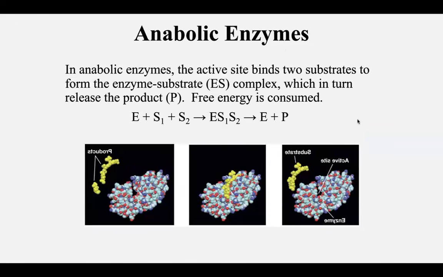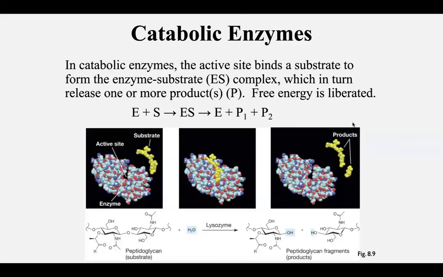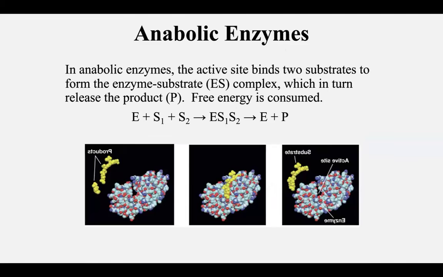In an anabolic enzyme, you're binding to multiple substrates to form the enzyme-substrate complex, and you only release one product. And in this case, free energy is consumed. In catabolic enzymes, free energy is released, or you're releasing multiple products. But in anabolic enzymes, because you're binding to multiple substrates, free energy is consumed to release whatever product you're releasing.